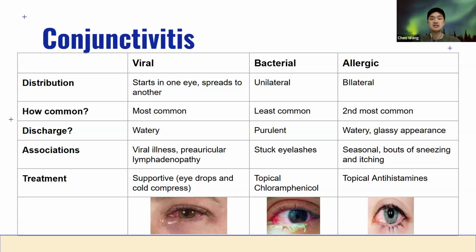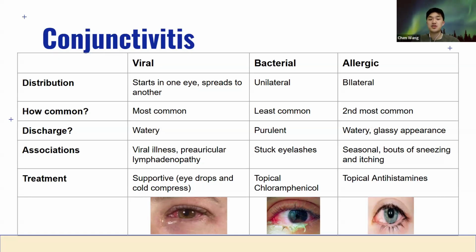For bacterial conjunctivitis, the really important sign is you'll have a purulent discharge, and sometimes the discharge will stick the eyelashes together, and then the patient will start the day not really able to open their eyes. So that's a very important sign for bacterial conjunctivitis. And for treatment, our good friend chloramphenicol is here again. And just a little reminder, for chloramphenicol, one of the key and really important severe side effects is actually aplastic anemia. So just in case that comes up.